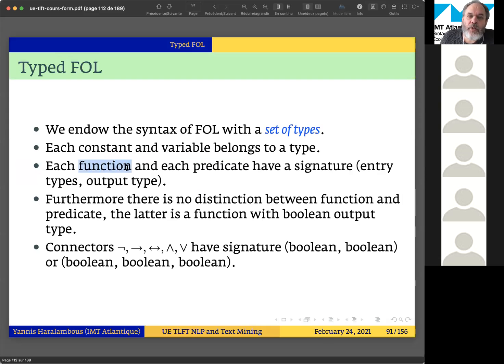Necessarily, functions and predicates have signatures. So each argument must belong to some type. And in the case of functions, the output must also belong to some type. And if we consider true and false as being a special type called Boolean, then there is no distinction anymore between functions and predicates. Predicates are just functions with a Boolean output type.